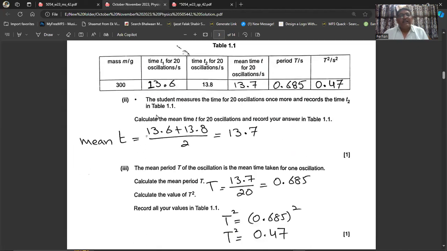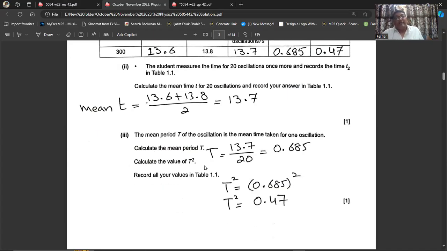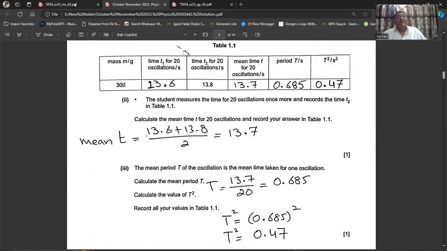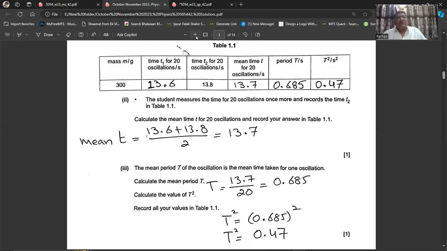Then he says the student measures the time for 20 oscillations once more, records the time t2, and calculates the mean. We are done with this. The mean period of the oscillation, capital T, is the mean time taken for one oscillation. Calculate that mean period and calculate the value of T square. Record all your values in the table. So I hope you understand we have done that. And you can check this marking scheme also. Our answers are right. Okay, so this is how you do it.